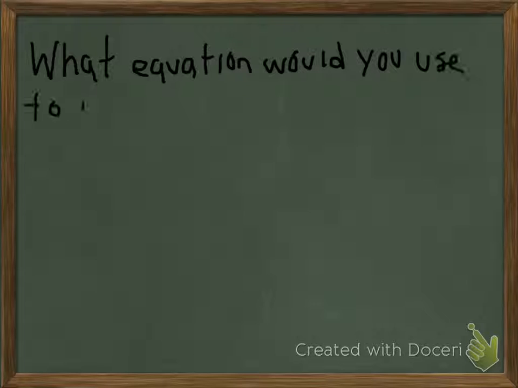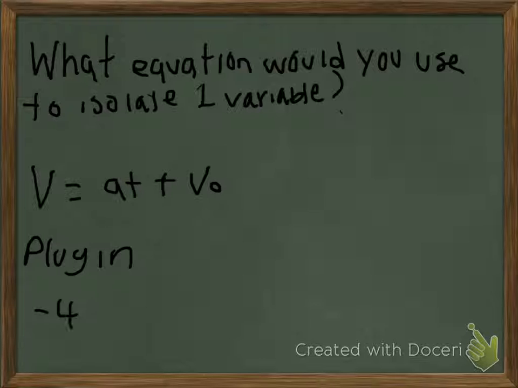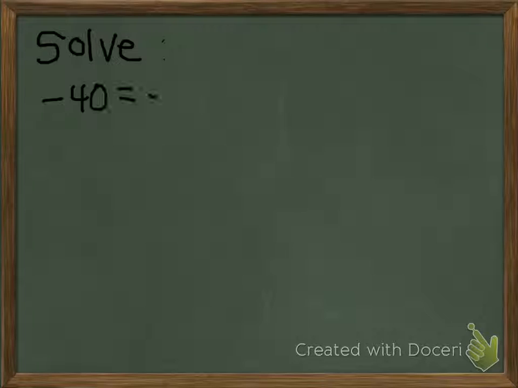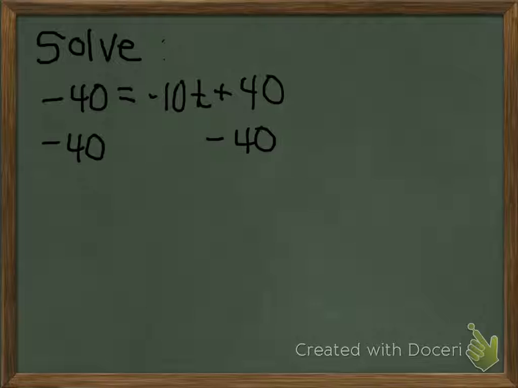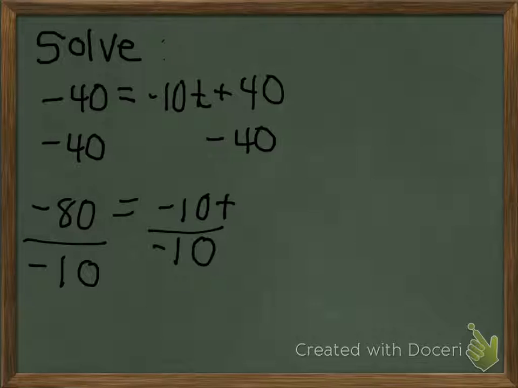So first off, what equation would you use to isolate one variable? We know that we're going to have to use v equals a times t plus v naught, and then we just plug in the information, our known variables. So it's -40 equals -10t plus 40. Now we just solve for t, and we end up with 8 seconds.